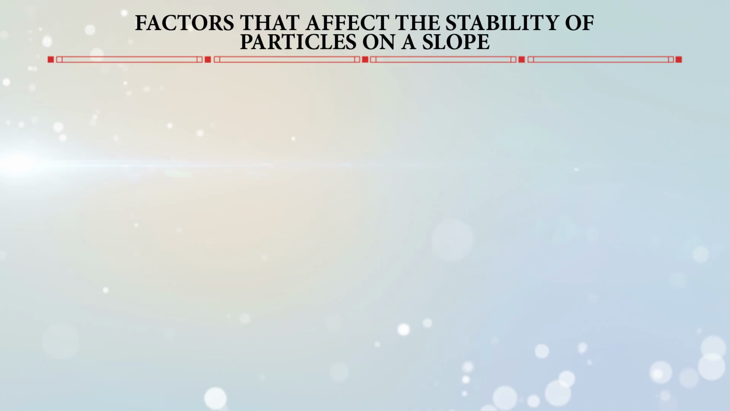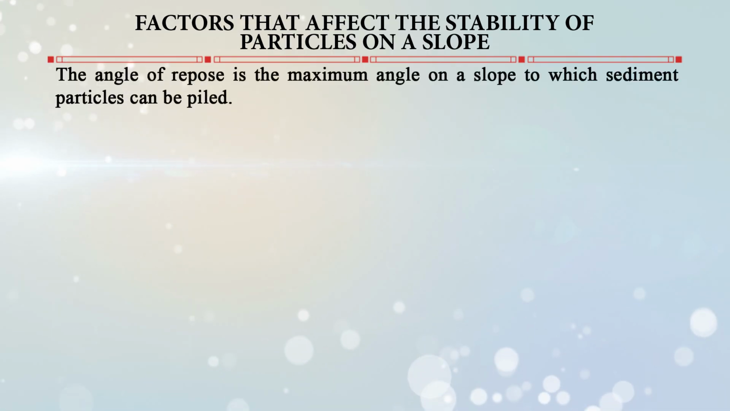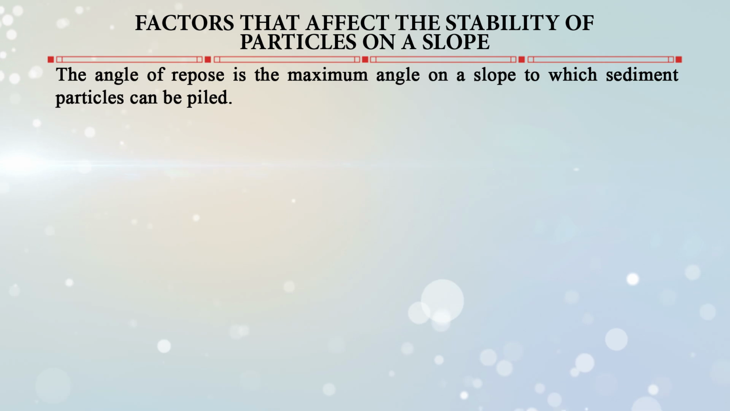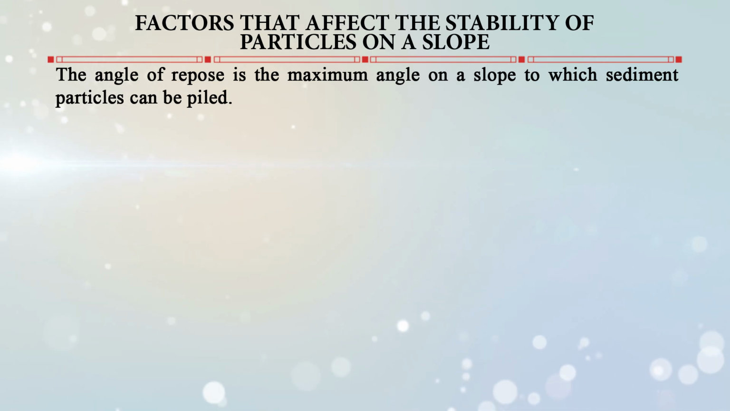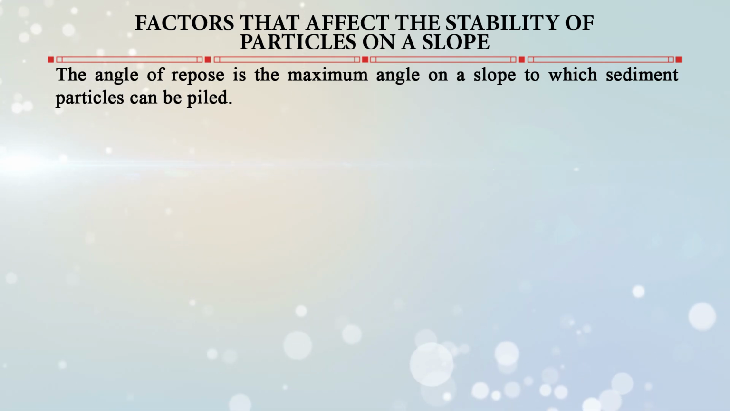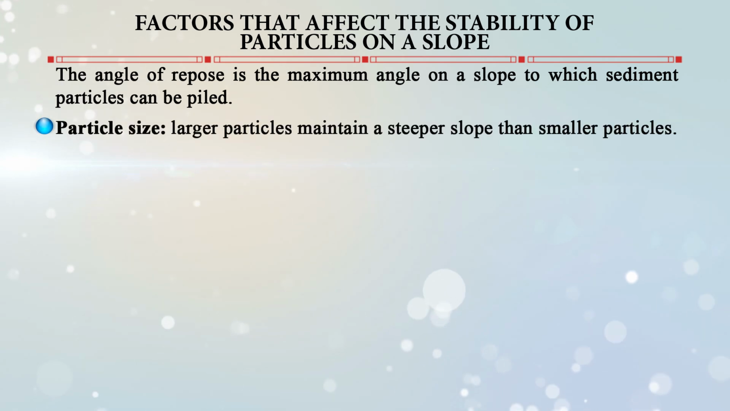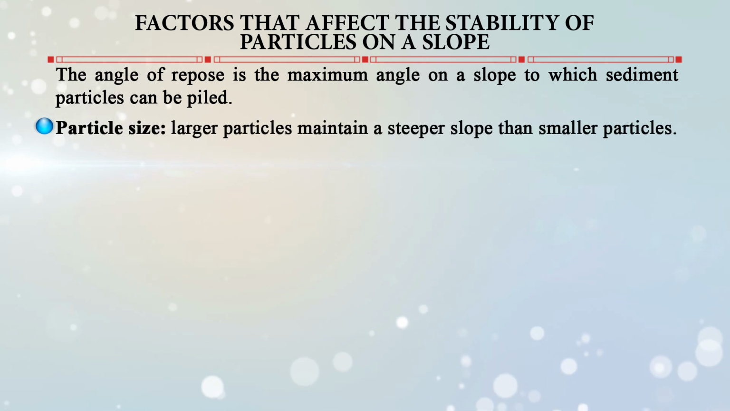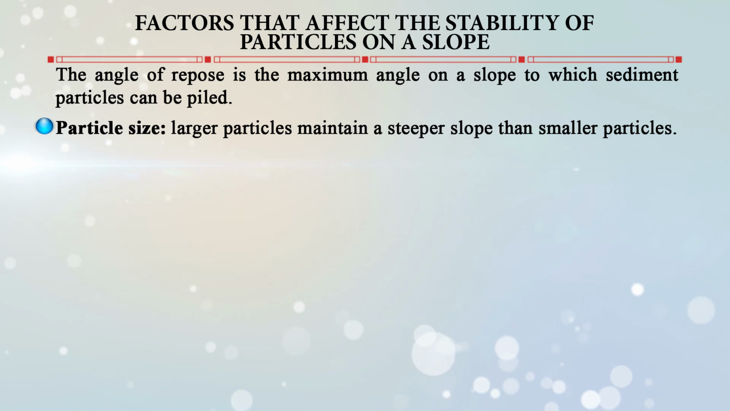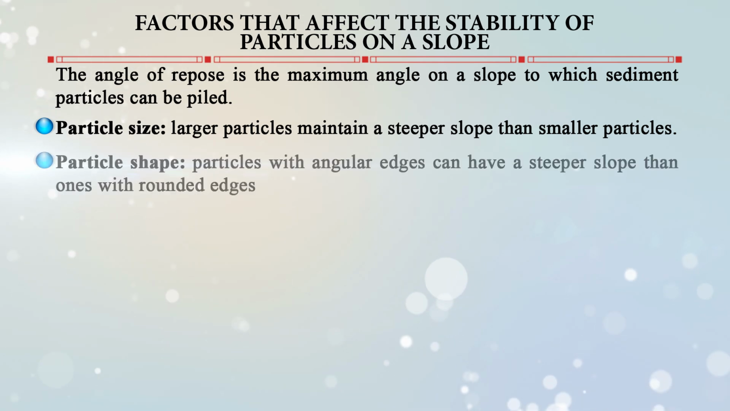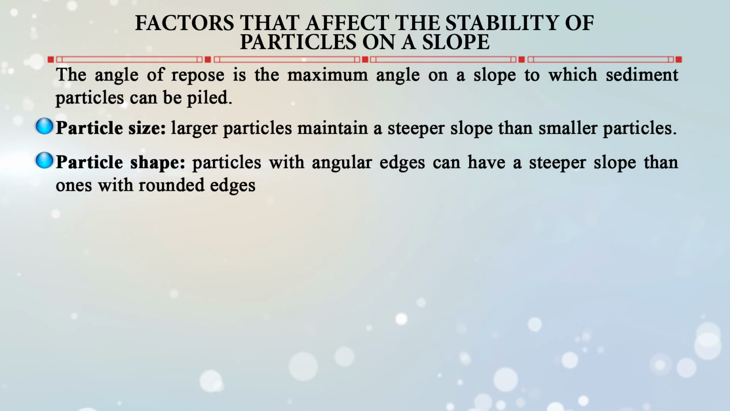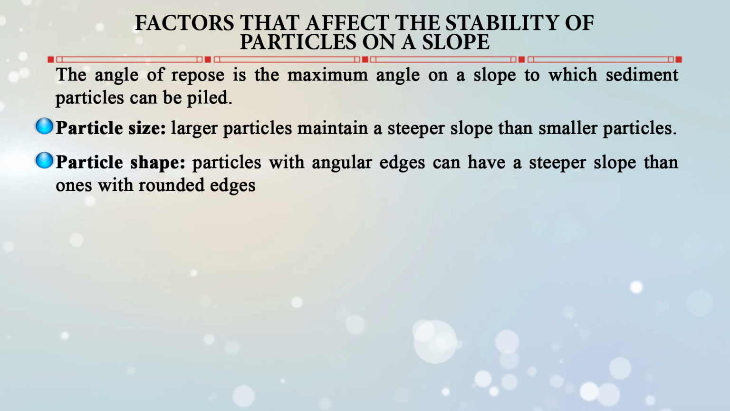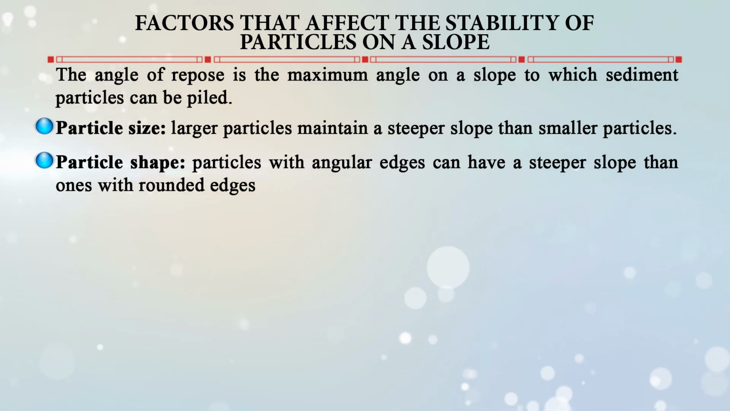Now, what are the factors that affect the stability of particles on a slope? The angle of repose is the maximum angle on the slope to which a sediment can be piled. There are some factors which determine this. One is the particle size. Larger particles maintain a steeper slope than smaller particles. Particle shape: particles with angular edges can have a steeper slope than ones with rounded edges.